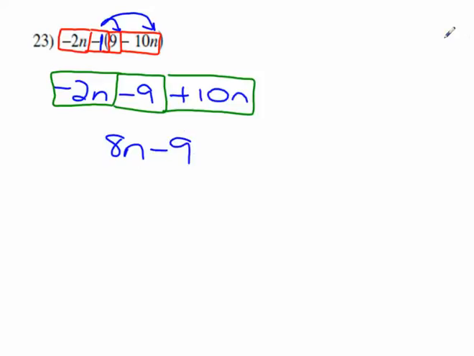You'll also notice here that when there was a negative in front of the parentheses, all it really did was change the sign of everything. Multiplying by negative 1 changes the sign.